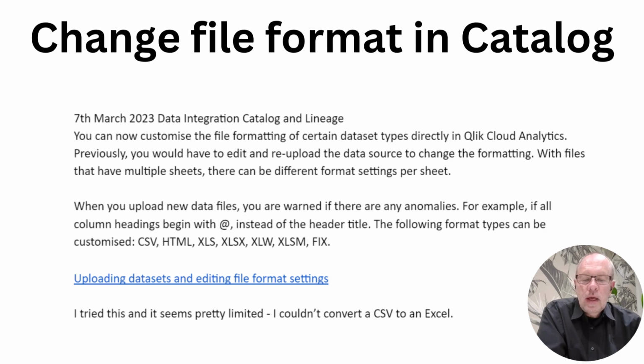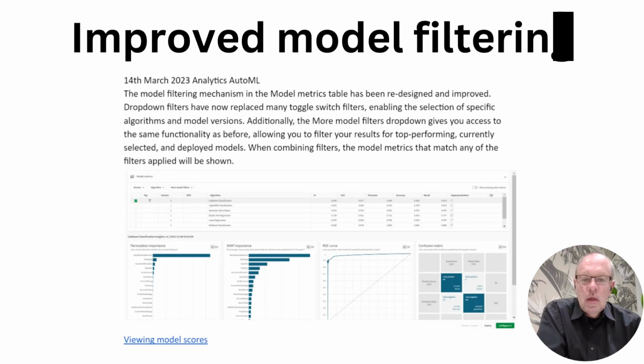Okay, in catalog now, there's some talk in the release notes around being able to change file format. I took that to mean if I had a CSV, I could potentially turn it into an Excel format. I think I was a little naive in that, and I'm not really sure that there's much happening in the file format area, but it's there, and it may well get a little bit easier to use. I didn't see a lot of value in it at the moment.